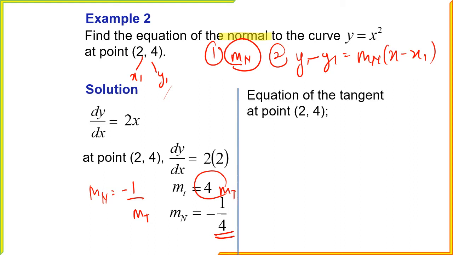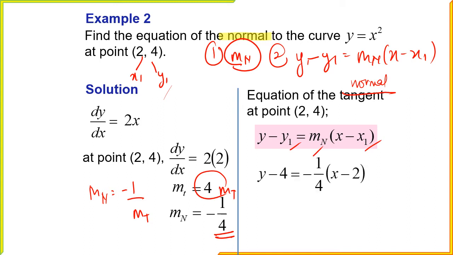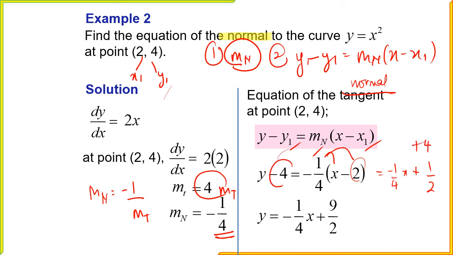We have to find the equation of the, not tangent, but normal, yeah? Equation of normal. So, by using the formula y minus y1 equal to mn multiplied by x minus x1, just replace the y1, the mn, and x1. So, y1 is equal to 4, mn equal to negative 1 over 4, and x1 equal to 2. So, simplify everything, we get y equal to negative 1 over 4 x plus 9 over 2. So, expand here, we get negative 1 over 4 x plus 1 over 2. If we bring negative 4 to the right side, it will be positive 4. So, 4 plus 1 over 2 will be 8 over 2 plus 1 over 2, we get 9 over 2. So, this is the equation of normal.